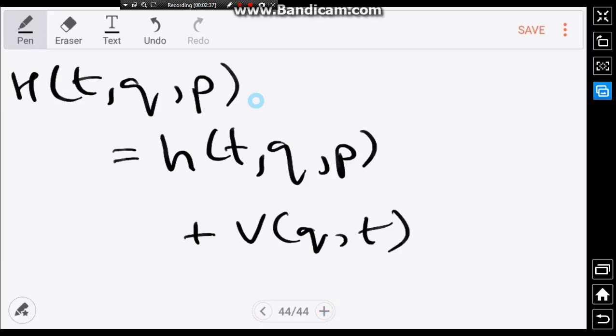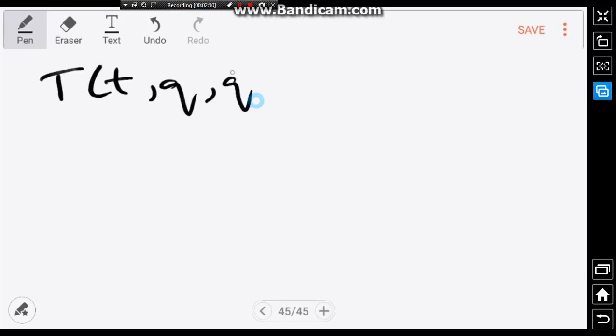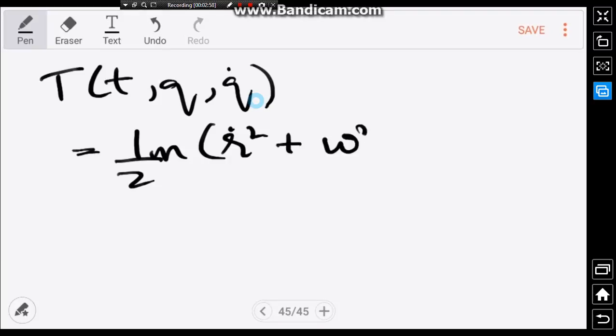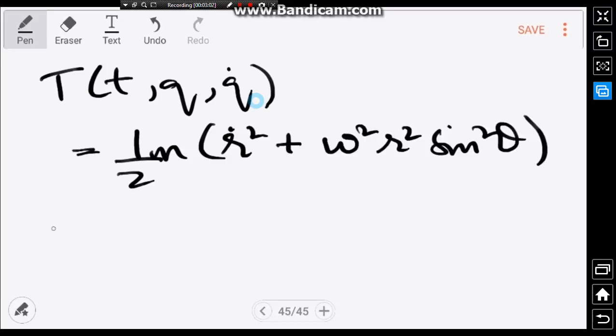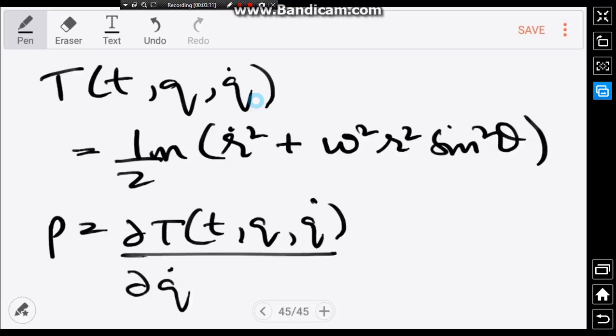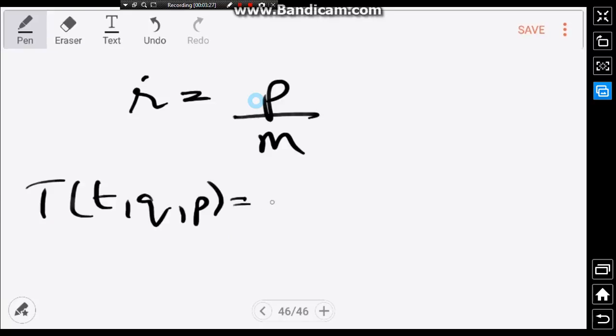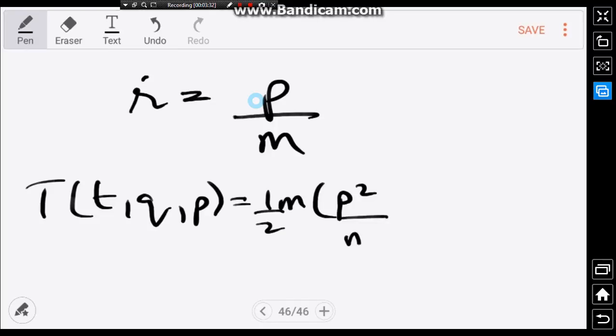Now we will apply the Hamiltonian method to the example of rocket motion along the rotating straight line, which was solved previously using the Lagrangian method. We have the kinetic energy T(q, q dot), which is 1/2 m into (r dot square plus omega square r square sine square theta). We have p is equal to ∂T/∂q dot, which is equal to m r dot. We also have r dot is equal to p by m. Using this, we get T(t, q, p) is equal to 1/2 m into (p square upon m square plus omega square r square sine square theta).